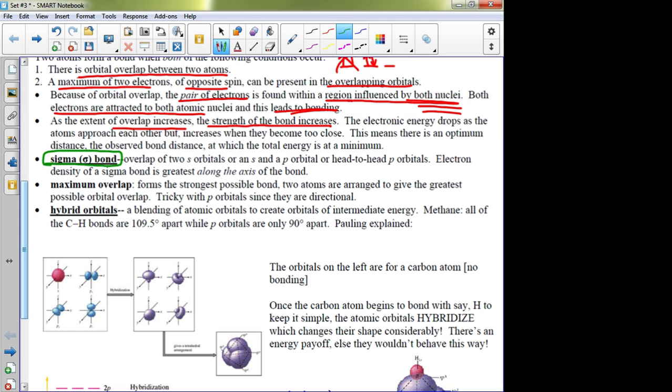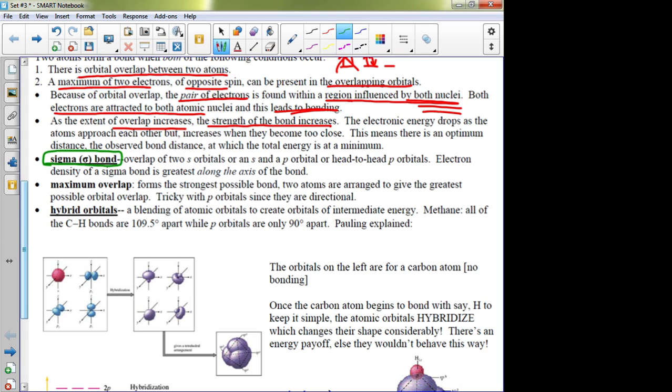Now, a sigma bond lets me know there's what kind of bond present? Single. If there's a double bond, that means I have 1 sigma, 1 pi. And if I have a triple bond, that means I have 1 sigma, 2 pi. But remember, there's always a sigma. A single bond is just a sigma. A double bond is a sigma and a pi. A triple bond is a sigma and 2 pi. That's a review. We're going to go over that again. Don't worry, it's written in the notes.